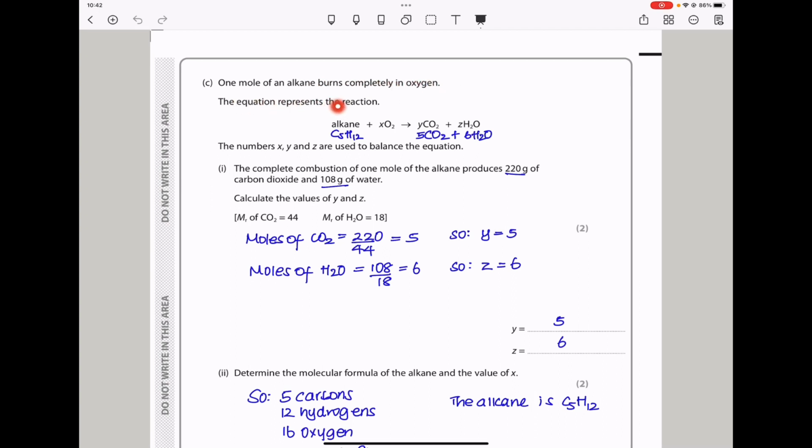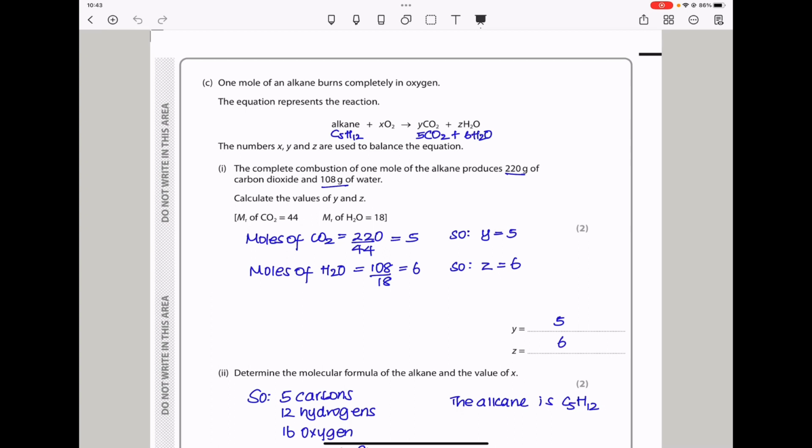The equation represents the reaction. So we have the alkane burning in oxygen to produce carbon dioxide and water. The numbers x, y, and z are used to balance the equation. So they say the complete combustion of 1 mole of alkane produces 220 grams of carbon dioxide and 108 grams of water. Calculate the values of y as well as z.